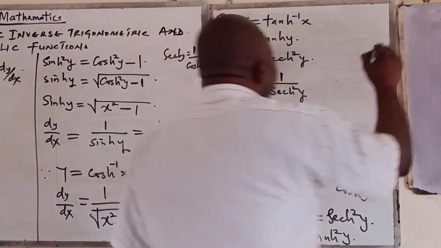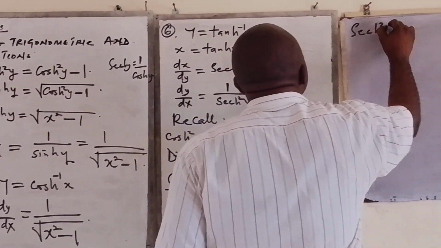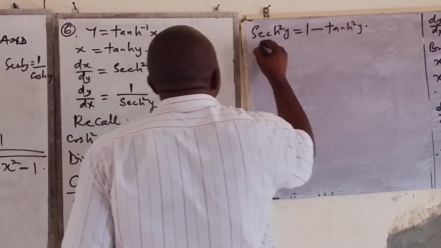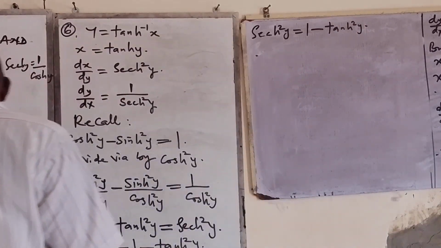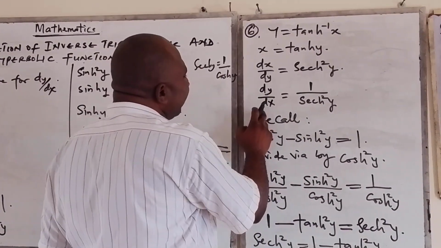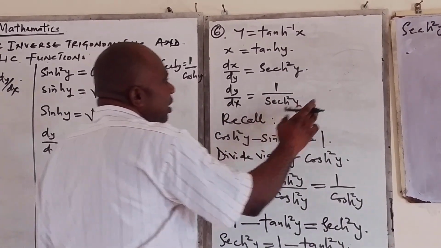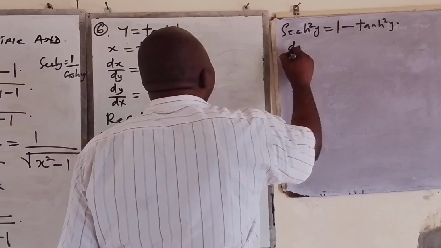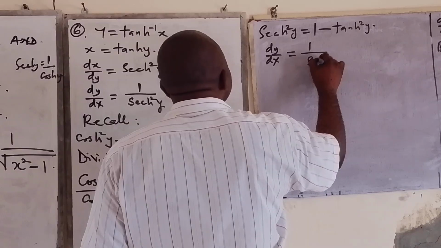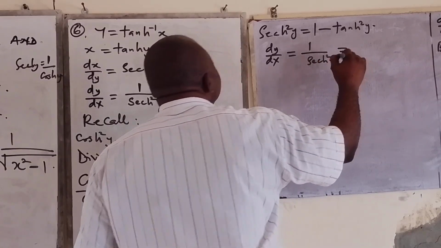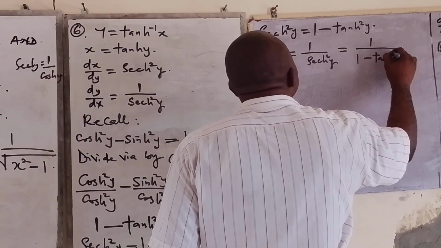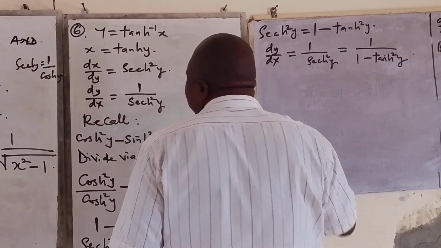Now let's look at this. From here, we said dy over dx is 1 all over sec h square y. Now let's bring it out here. dy over dx is equal to 1 all over sec h square y, and this is the same as saying 1 all over 1 minus tan h square y.